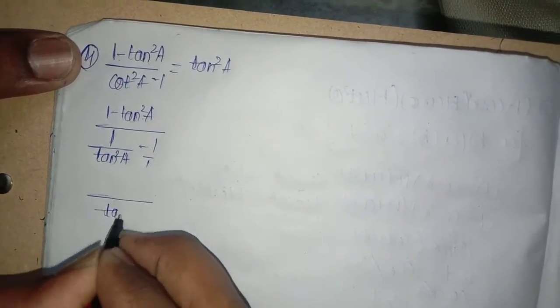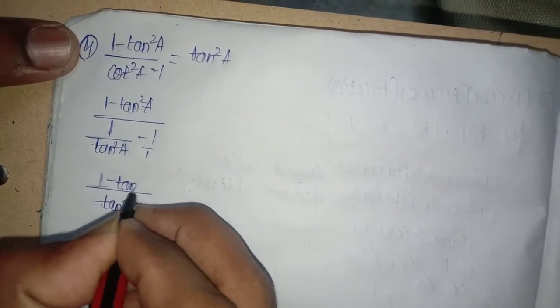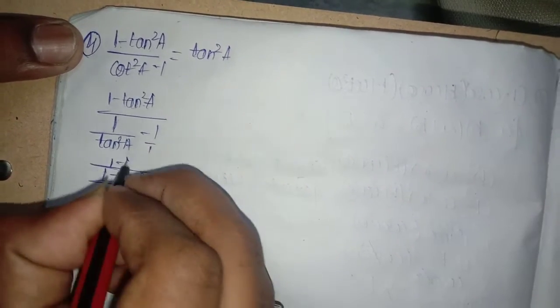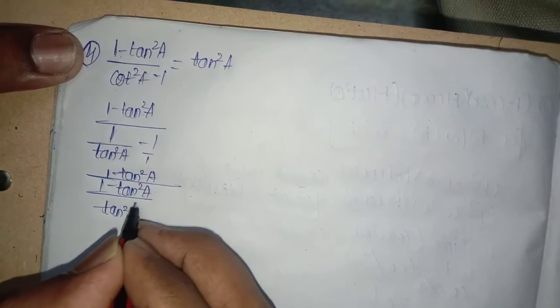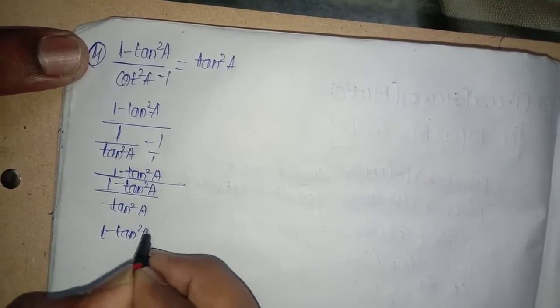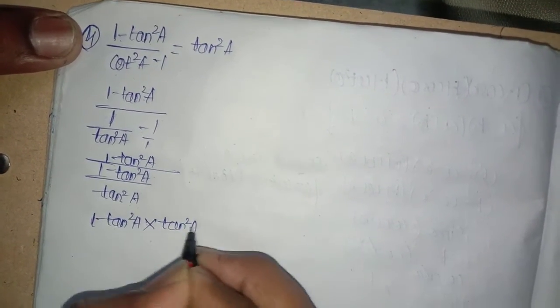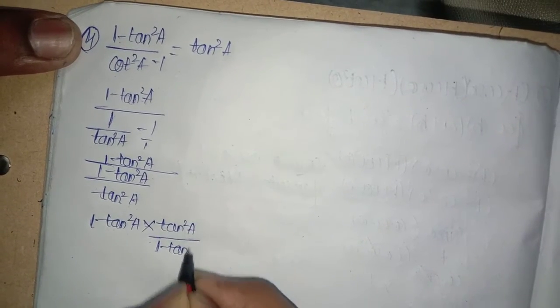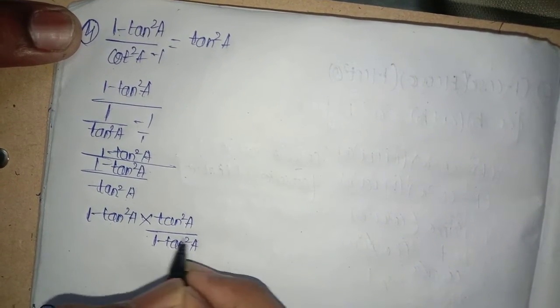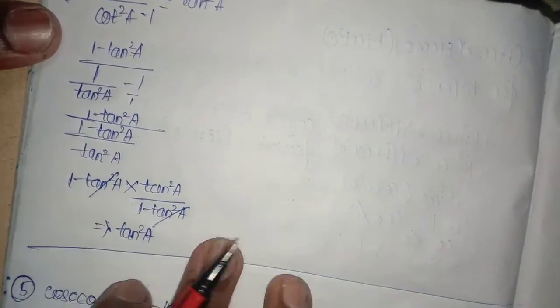LCM will get tan square a, and here 1 minus tan square a, 1 minus tan square a. So when they are multiplied on that side, 1 minus tan square a, this is divided on that side, when it goes to that side it will be multiplied: tan square a into 1 minus tan square a. So it will be in divided form, it will be cancelled, we will get tan square a. So we got the answer. The fourth problem also, these are problems given in the examinations.